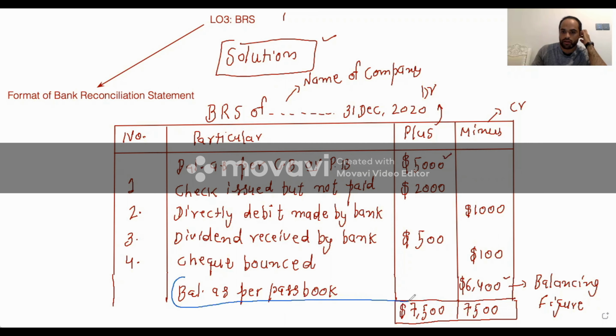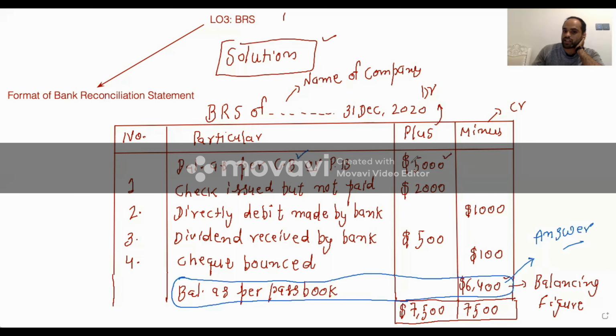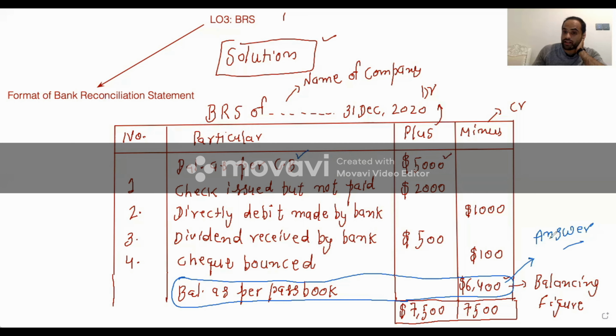This number is your answer, not 7,500. So this is your answer. If your question starts with balance as per cash book, then the answer is balance as per passbook. If the question starts with balance as per passbook, then the answer will be balance as per cash book. So always remember, 6,400 is your answer, not 7,500.